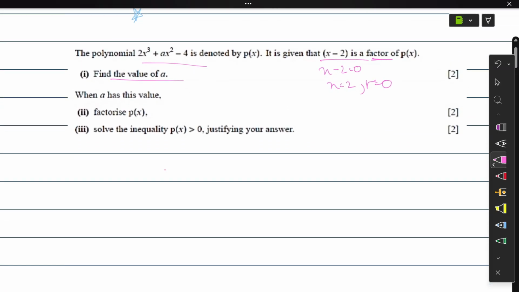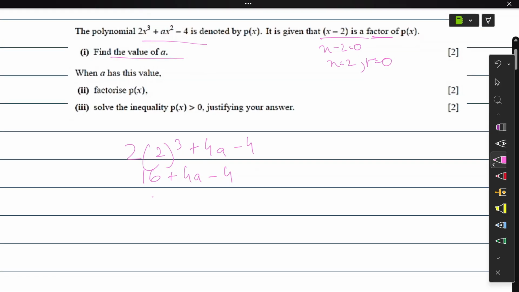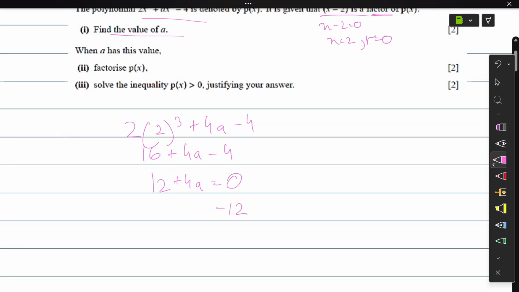Easy does it. Let's do it really quick. 2 into 2 cube plus 4a minus, okay wait, x equals positive 2. So minus 4. Actually, just simplify this first. 2 8s are 16 plus 4a minus 4. 16 minus 4 is 12 plus 4a equals 0. Why? Because this is the remainder and this must simplify to 0. So minus 12 divided by 4 equals a. 4 3s are 12. So minus 3 is your answer. a equals minus 3.